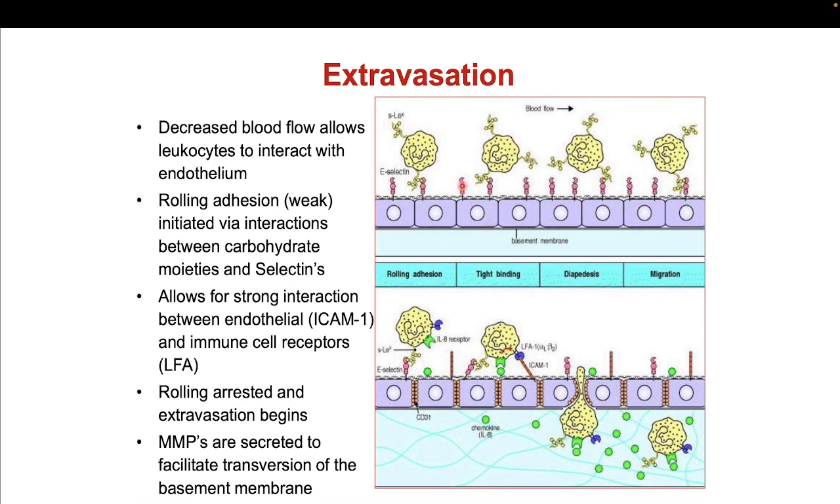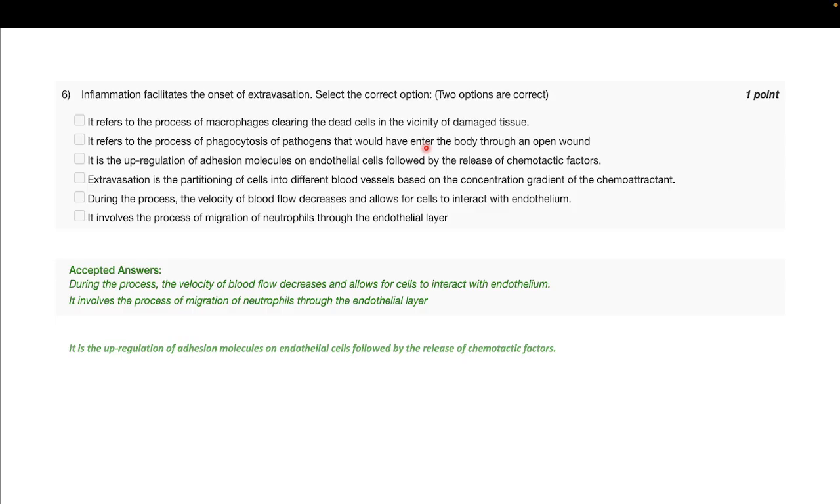So these, as I said, these adhesion molecules in the process of extravasation, because of a lot of factors getting these endothelial cells getting activated, they will then increase the amount of the adhesion molecules that are there here, so that they can better capture these neutrophils or macrophages. So this is a correct option.